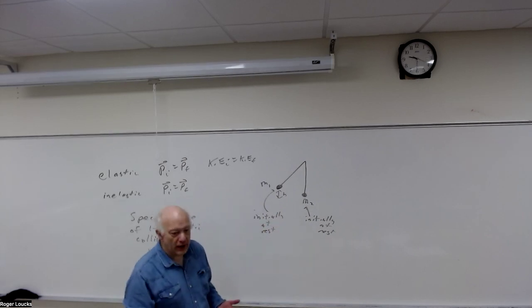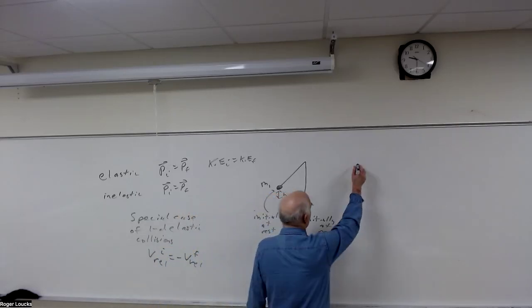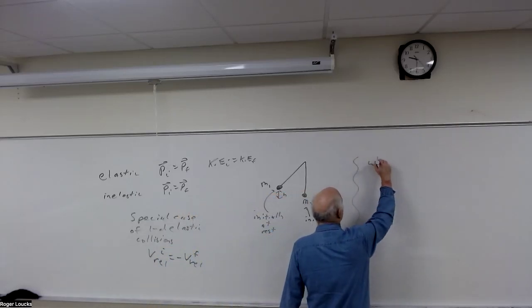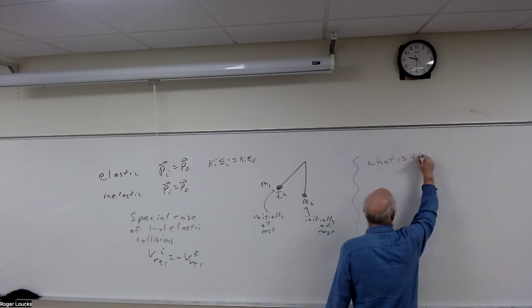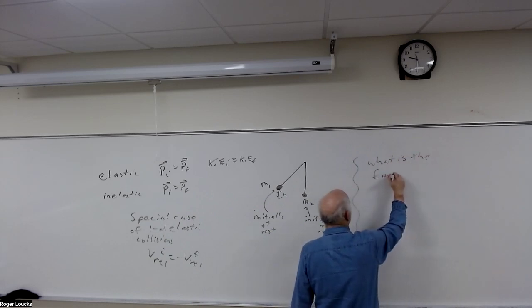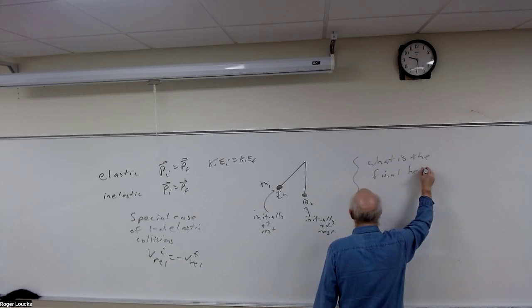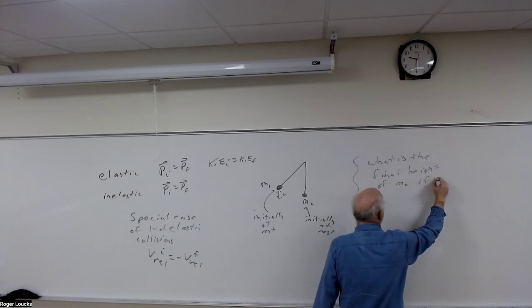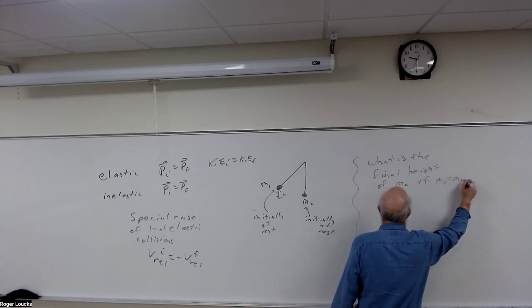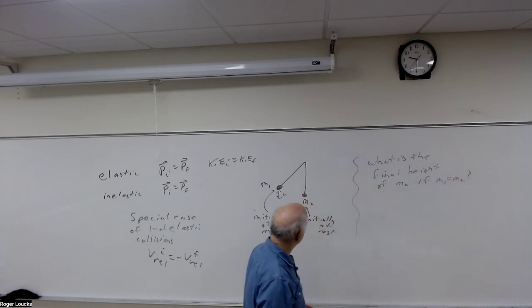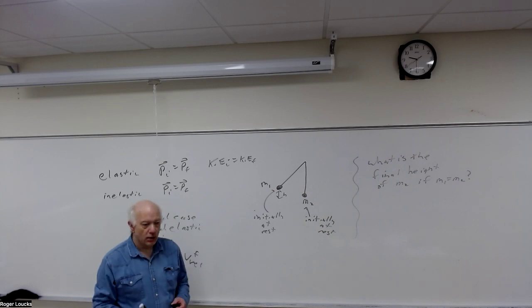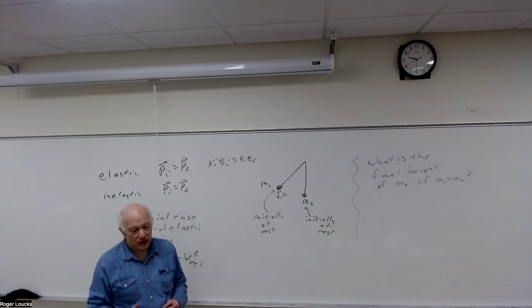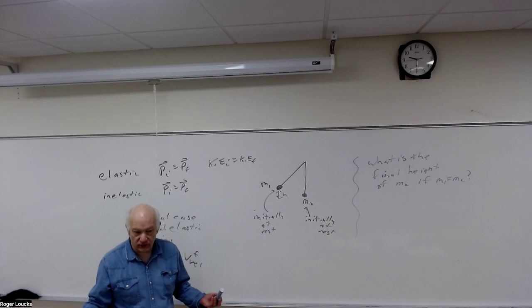Okay, I want you to go through and analyze this whole thing here. So what is the final height of M2 if M1 equals M2? Okay, now what is it going to be? 8. But let's go through and actually work it out explicitly.